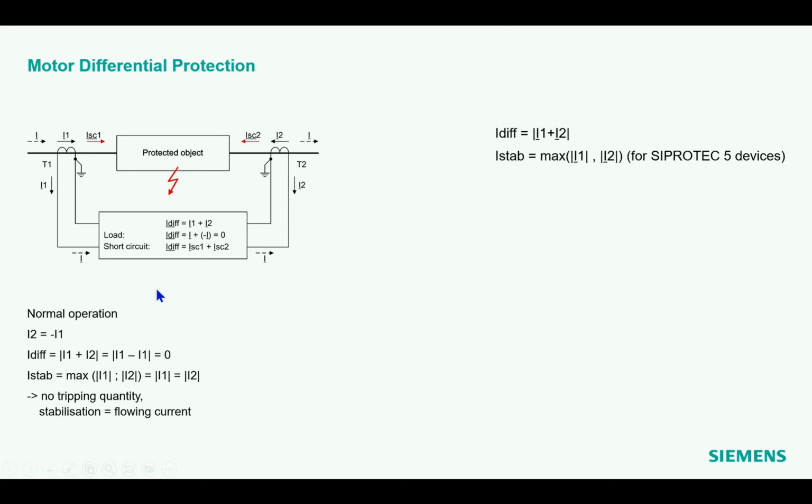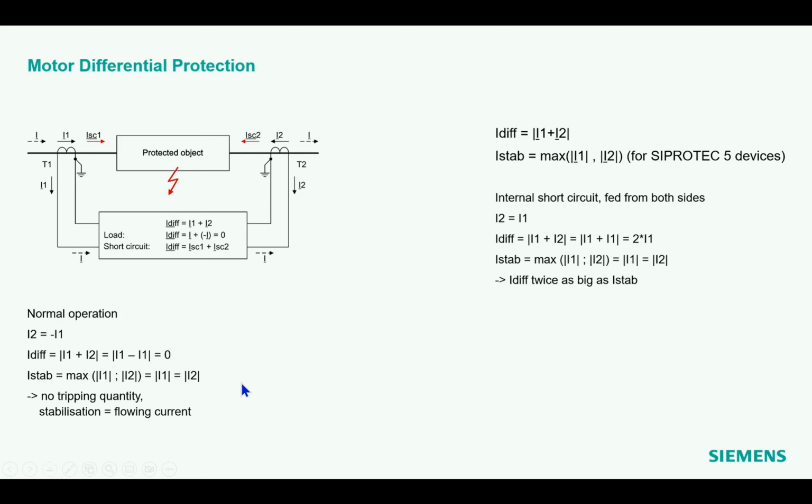Under normal operation, the current that goes in is identical with the current that goes out. And we count all the currents that go into the object positive. Therefore, I2, which I measure here, is minus I1. You see this also in the fault record. You make a fault record and you have a look at both currents. They will be in counter phase. So for each phase, both sides will be in counter phase. Under normal operating conditions, the differential current hence is 0, and the stabilizing current is one of the two currents because they are more or less identical here.